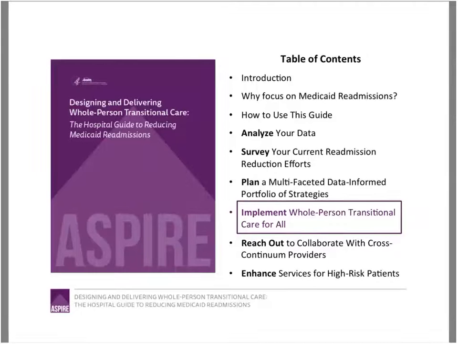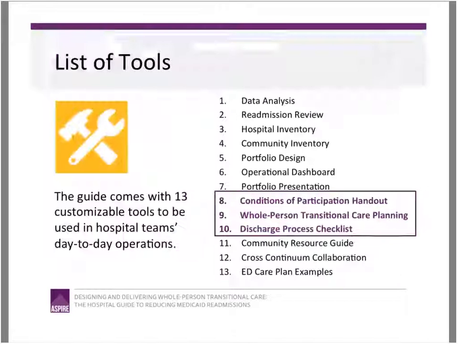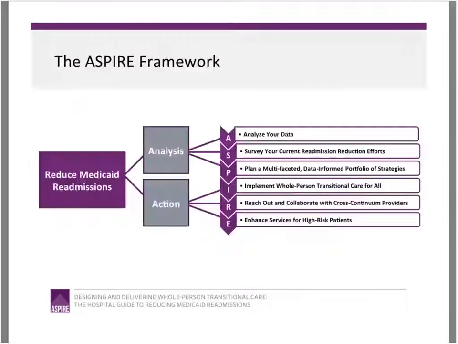To remind you where we are in the AHRQ framework, this is the Hospital Guide to Reducing Medicaid Readmissions and the table of contents, and today we're talking about the chapter focused on Implement Whole Person Transitional Care for All. We will cover tools 8, 9, and 10, which correspond to this section of the guide. And as a reminder, this is the AHRQ framework, which supports your readmission reduction team in developing a data-informed, strategically designed portfolio of strategies based on a multifaceted analysis and design set of work, as well as delivering improvements in the following three complementary domains of improving standard processes for all patients, collaborating across the continuum, and delivering enhanced services for high-risk patients.